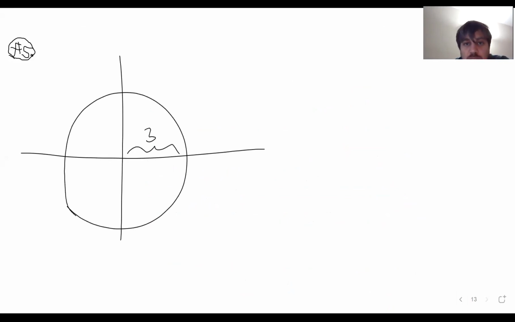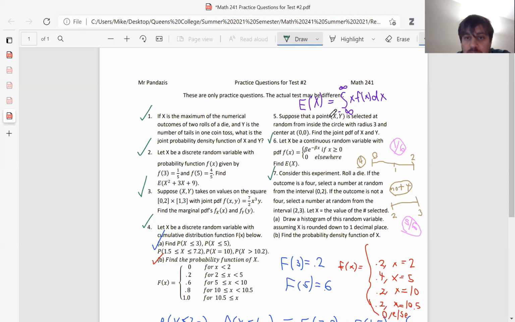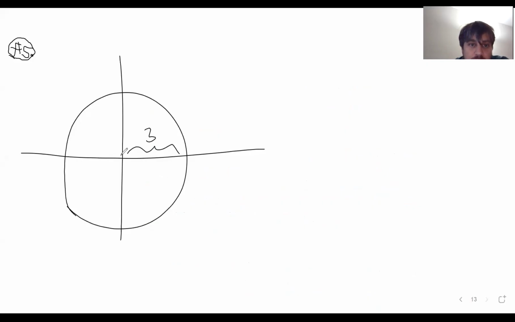Okay, so what they want in the problem, go back again, find the joint PDF of x and y. You choose a point at random from inside the circle. Find the joint PDF of x and y. This is the origin, right? The point 0, 0 is the origin.